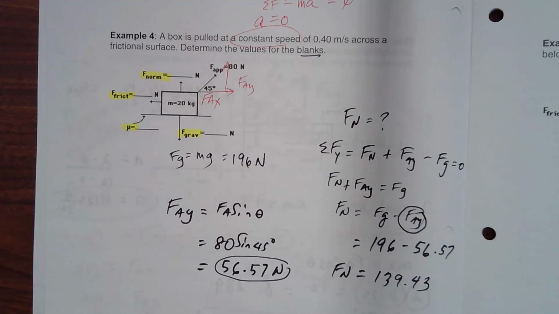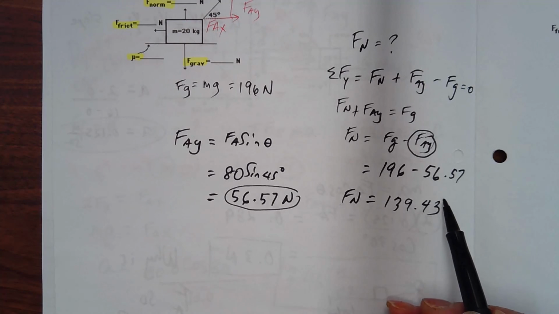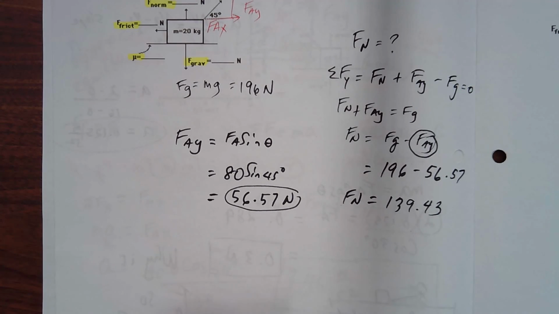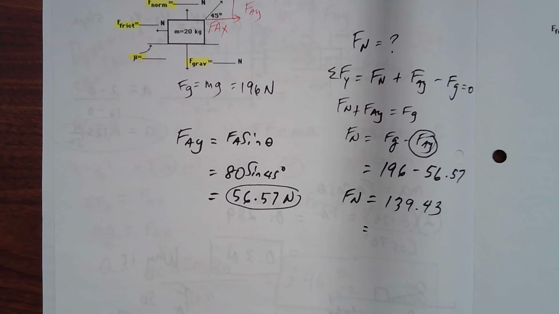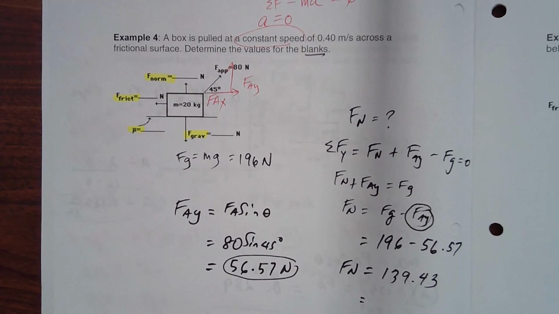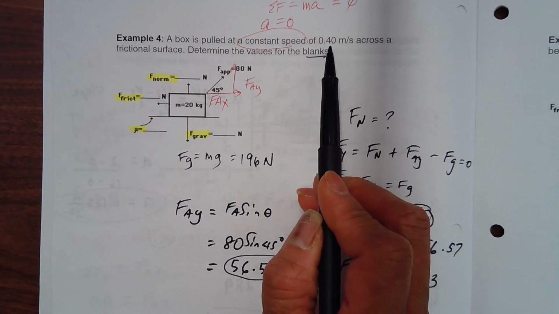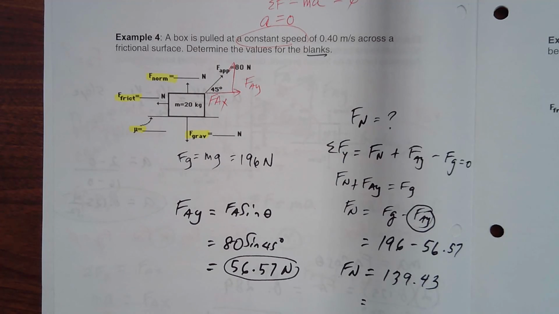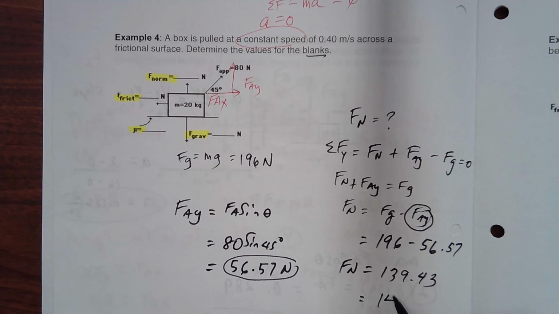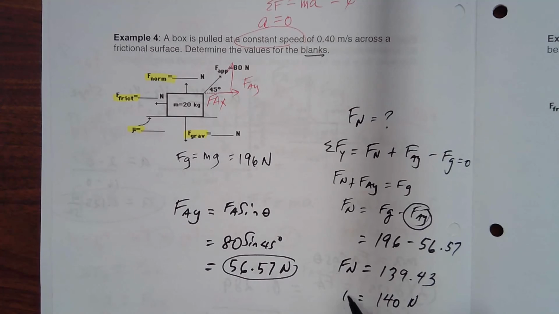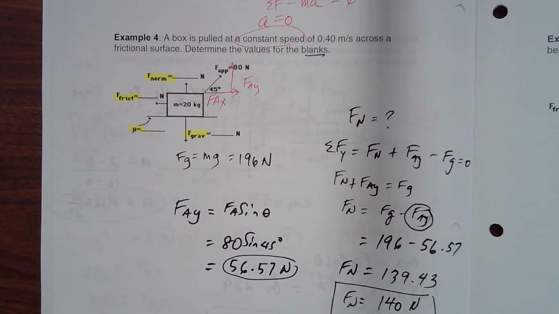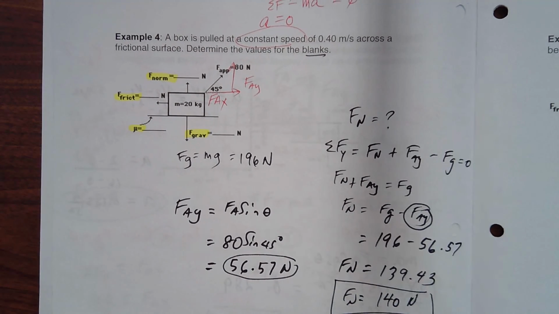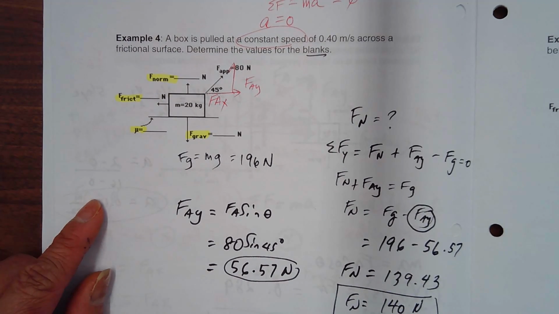And I'm not worried about sig figs. So the normal force is one of the blanks, and I need to have how many sig figs? Take a look. How many sig figs in 0.40? 2 sig figs, right? So I'm going to leave this to 140 newtons. So we got Fn of 140. Fay, we don't really need to look for. This is just a stepping stone to find that. So we're done with normal force, 140 here.